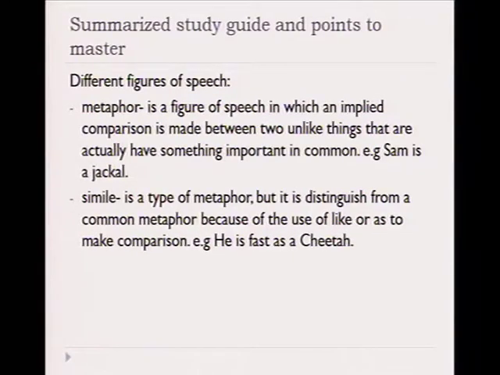An example: Sam is a jackal. This one is a figure of speech. It compares a person with an animal. If you look at the character of jackals, we know jackals are very clever animals and so forth. So the way Sam behaves is associated with the character of a jackal. That's why they say Sam is a jackal. That is a comparison of completely different things, but they have some important common character. This is what we call a metaphor.